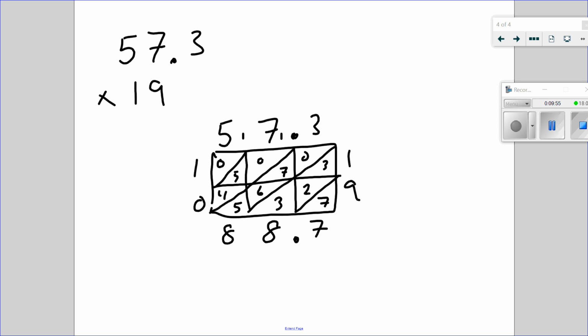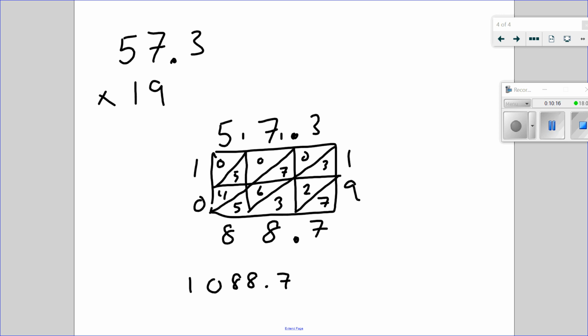So we see that 57 and 3/10 times 19, if I go from left to right around this box, should equal 1,088 and 7/10. And if you had a calculator handy, you'd see it does.